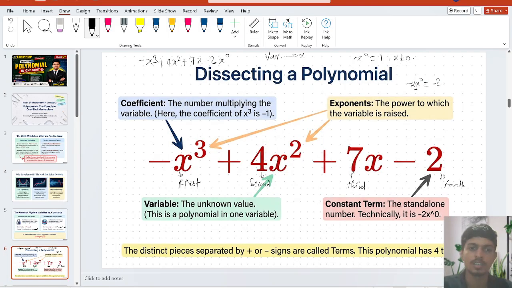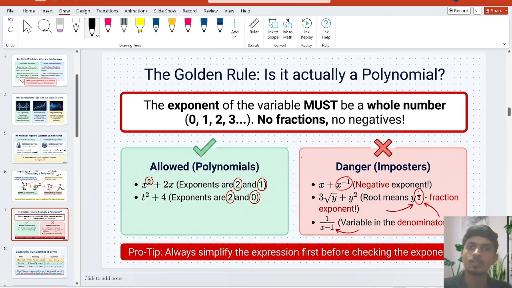Here you say that the distinct pieces separated by plus or minus signs are called terms. First term, second term, third term, fourth term means four terms polynomial. Okay, so let's begin. How can we say whether a given expression is actually a polynomial or not?